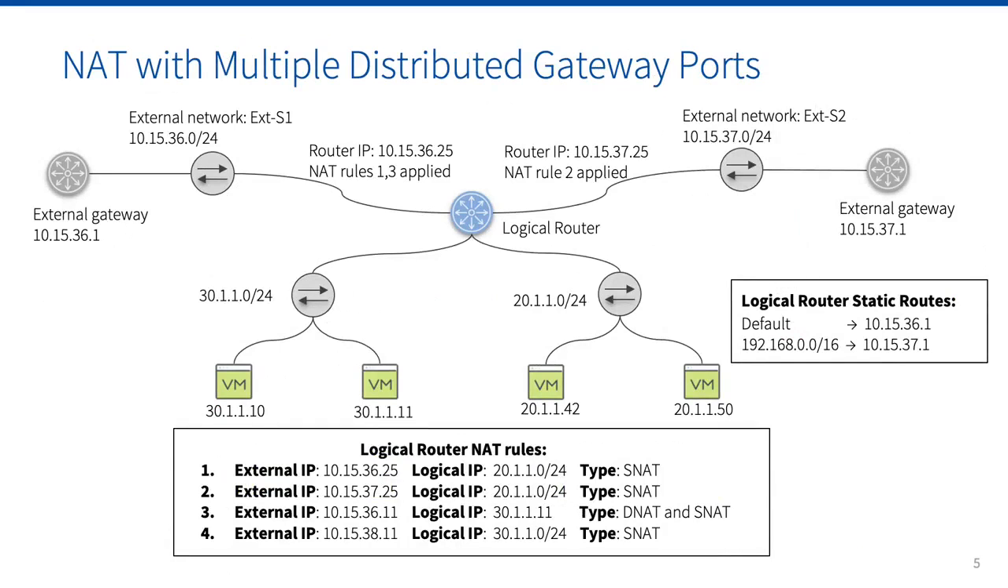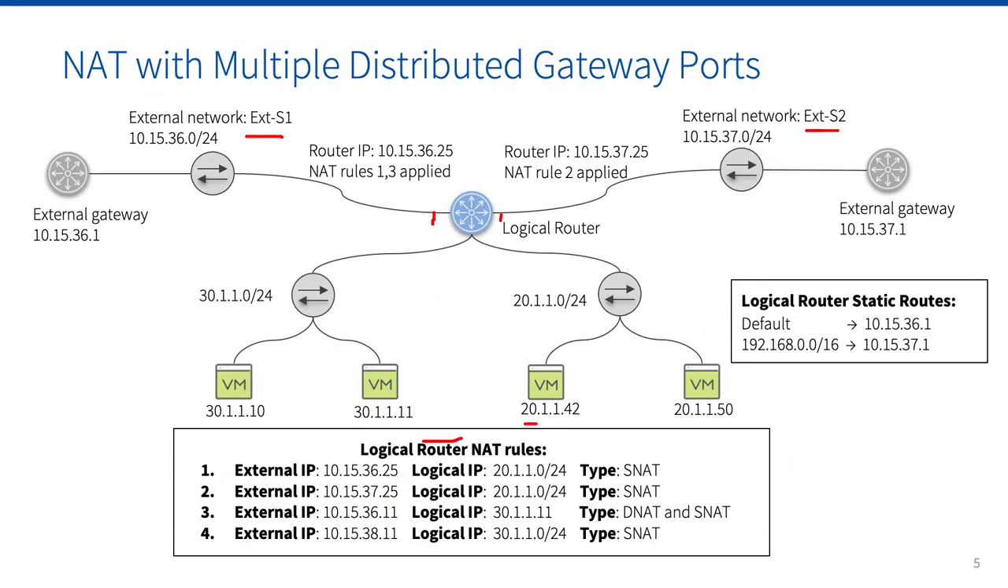Consider a similar topology as the previous slide, where a logical router is connected to two different external networks, ext-s1 with IP prefix 10.15.36.0/24 and ext-s2 with IP prefix 10.15.37.0/24 using two DGPs. Unlike the previous setting, VM packets need to be translated to an IP in the external or underlay networks before entering either network. The logical router has four NAT rules as shown.